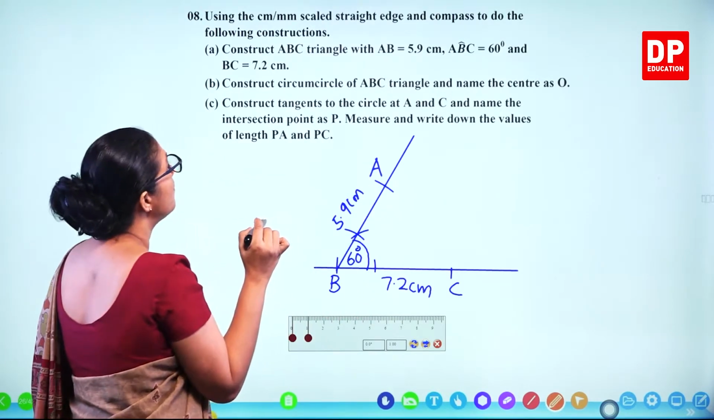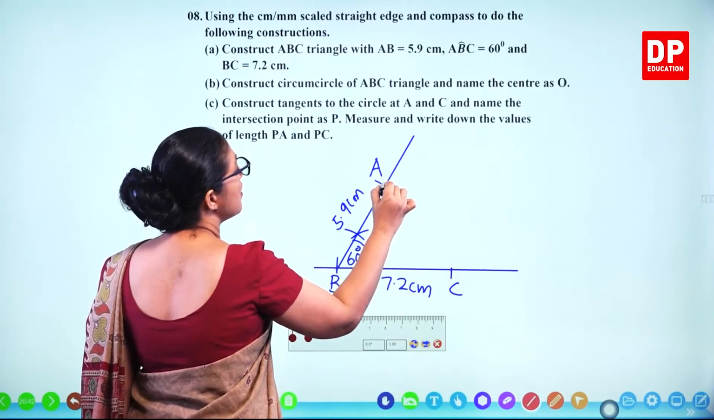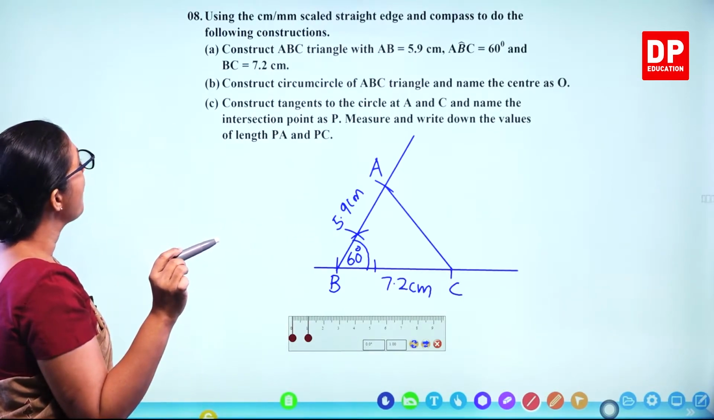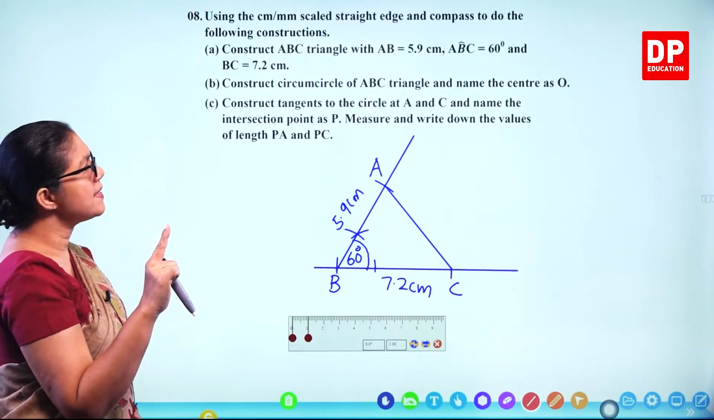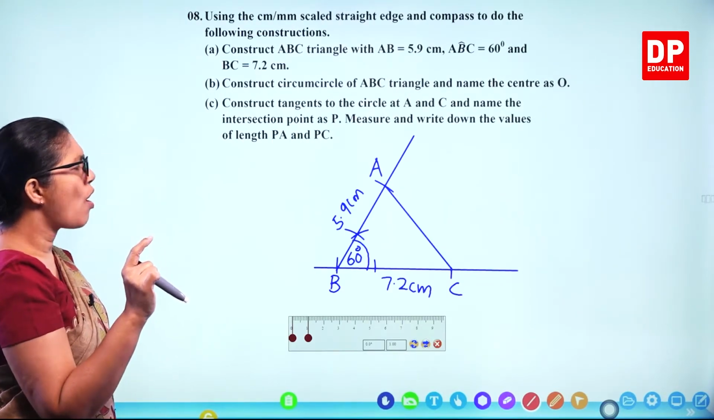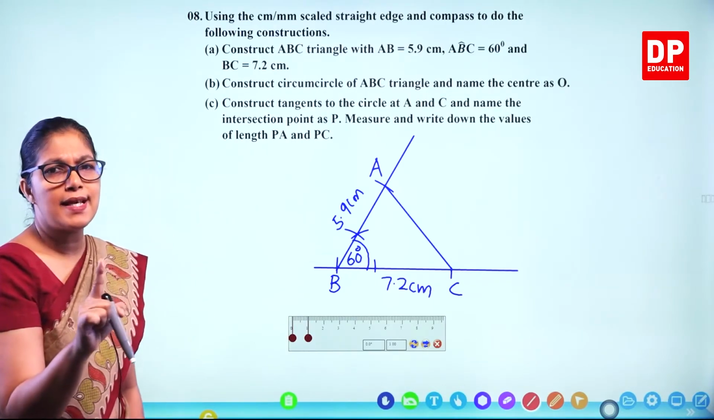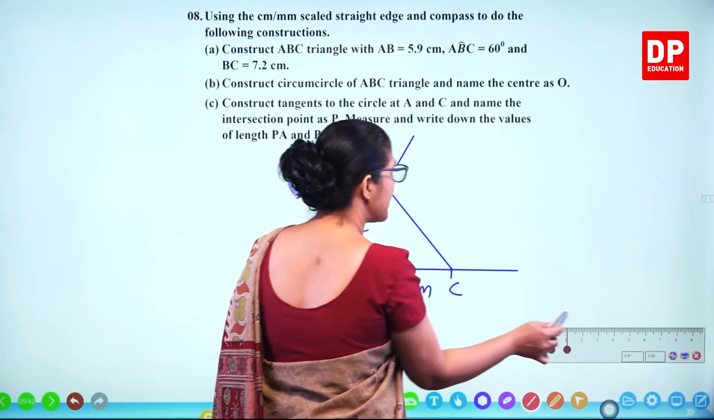This is it. Now you can connect A and C. That's the ABC triangle. Construct the circumcircle of triangle ABC and name the center as O. So how do you draw a circumcircle? You have to draw perpendicular bisectors of two sides, and then the intersecting point of the two bisectors gives you the center.